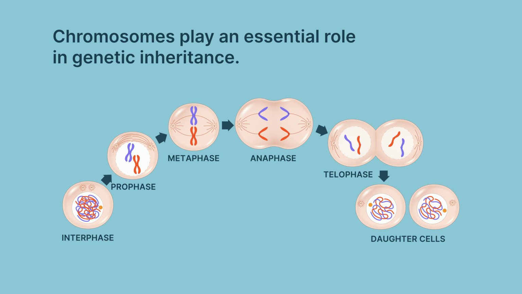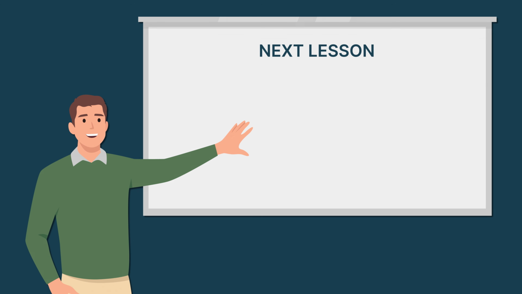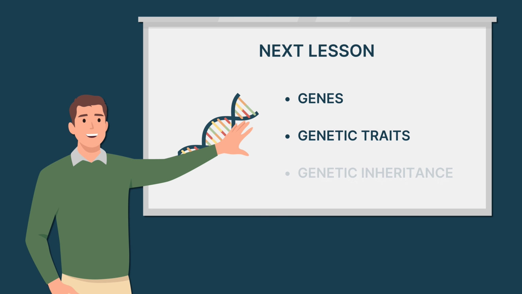Chromosomes play an essential role in genetic inheritance. When cells divide, chromosomes ensure that the correct amount of genetic material is passed to the new cells. In the next Health Tree University lesson, genes, genetic traits, and genetic inheritance will be discussed.